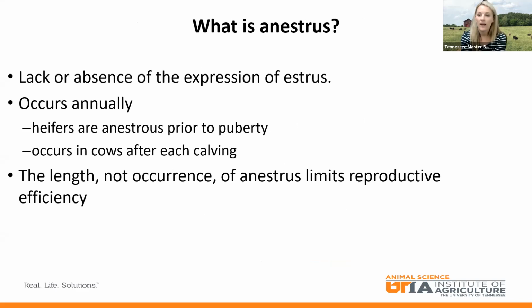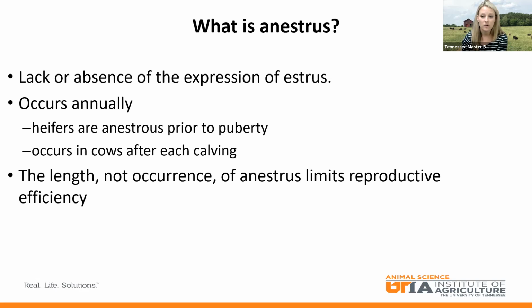Okay, so how can we get there? How can we make sure that we're not missing an estrus cycle and that our cows are ready for breeding season? How can we get a more defined breeding season and subsequent calving season? And one effective way is by controlling what we call anestrus.